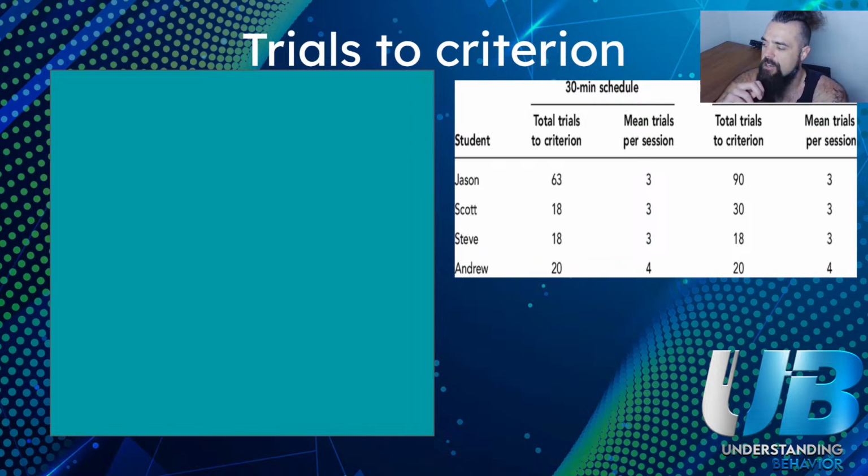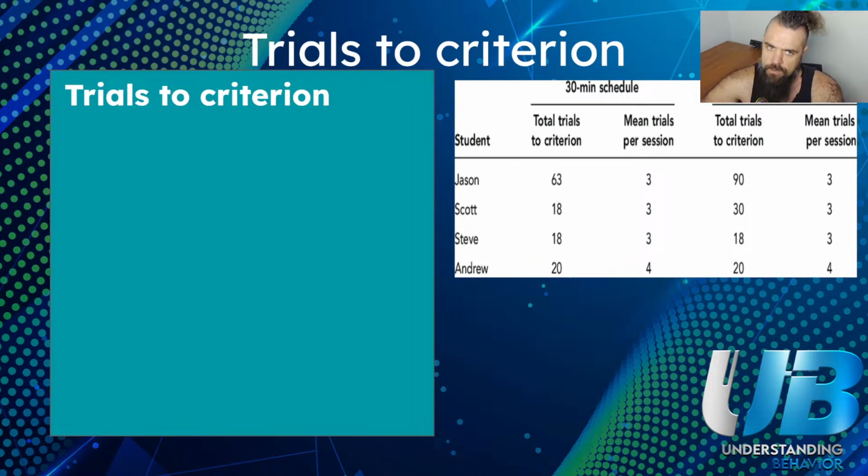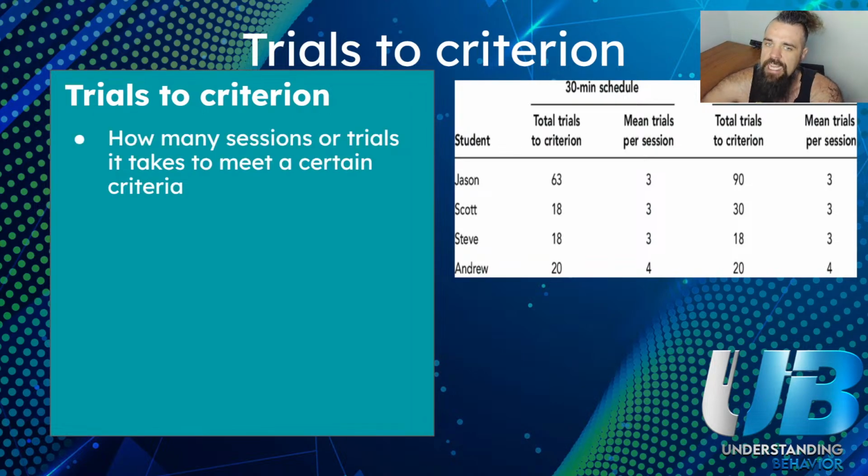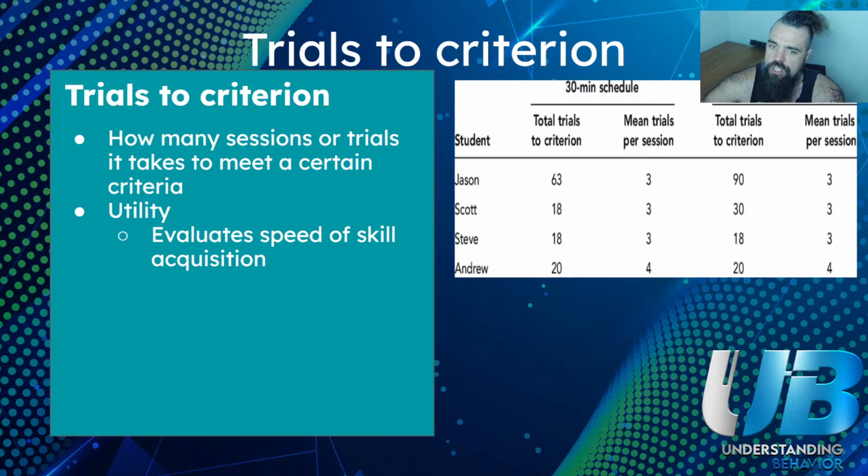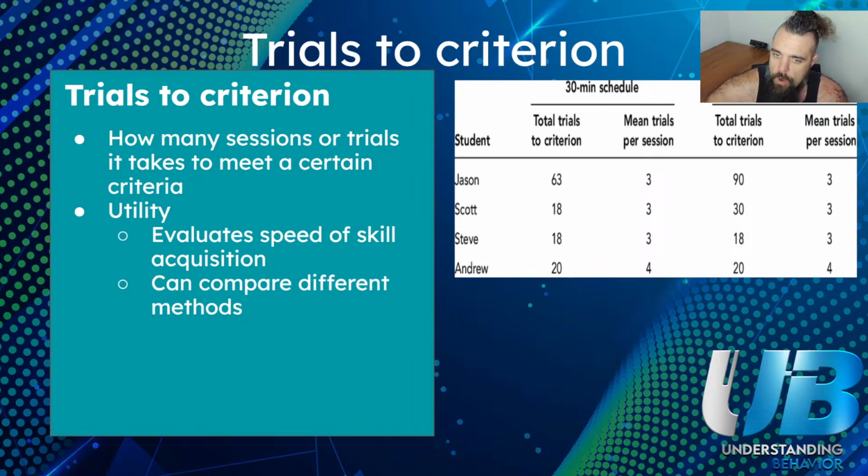Let's talk a little bit about trials to criterion. So trials to criterion, kind of a tricky and weird measurement. What this looks at is how many sessions or trials it takes to meet a certain criteria. So what this really measures is the speed of skill acquisition. If we have fewer trials to criterion, then we would know that the skill was acquired pretty quickly. But if we had more trials to criterion, then we would know that the skill was acquired more slowly. So we could compare this across different individuals or even across different teaching methods.